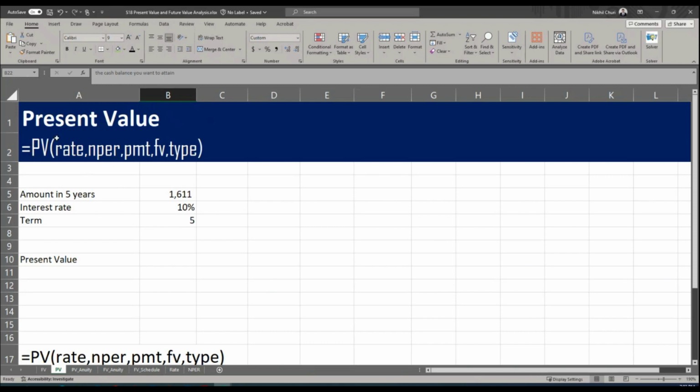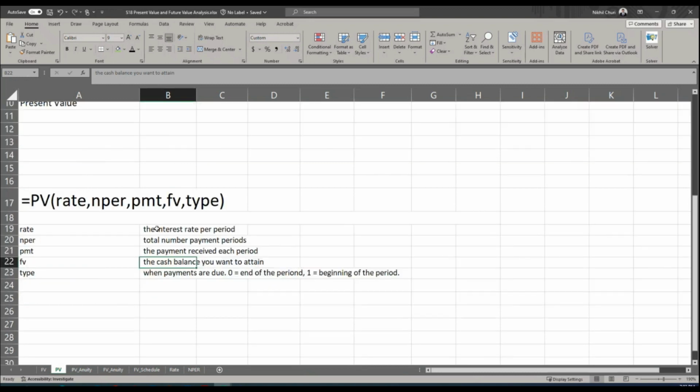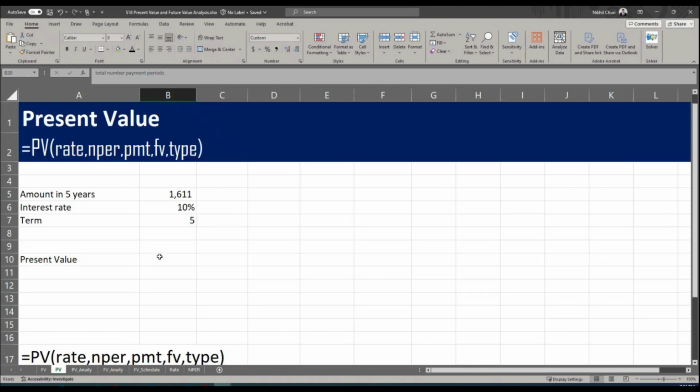Equals PV, start with the bracket. The first one is rate, and here are the explanations of what these are: the interest rate per period, and NPER, the total number of payments. Again, everything is the same. Coming back, in this case I know the future value, and I want to go back and check what the present value was at the start of this term of 5.